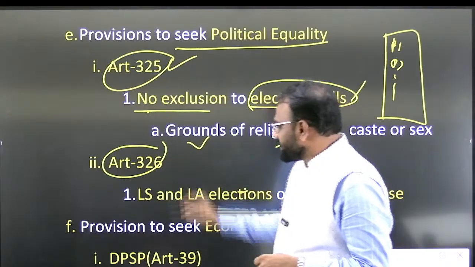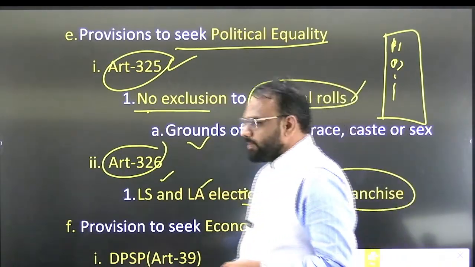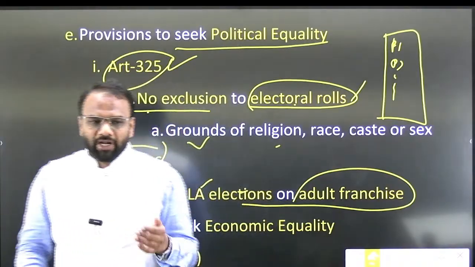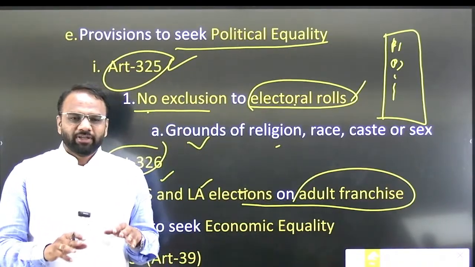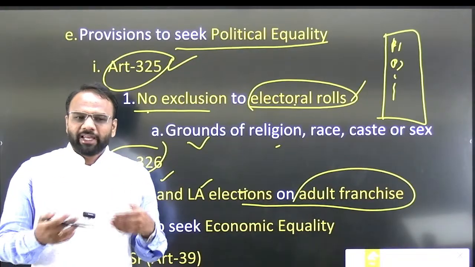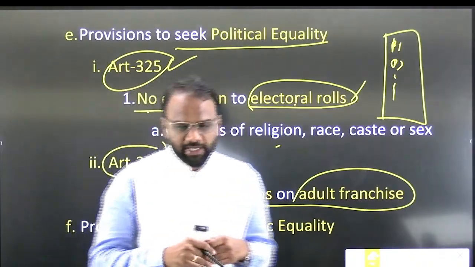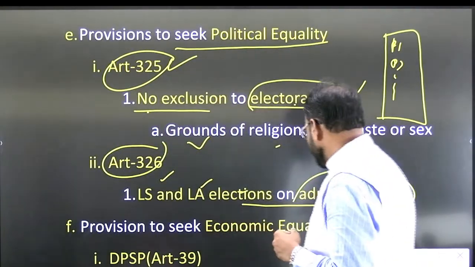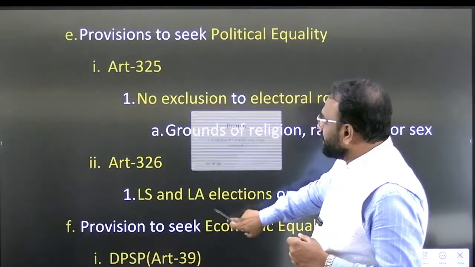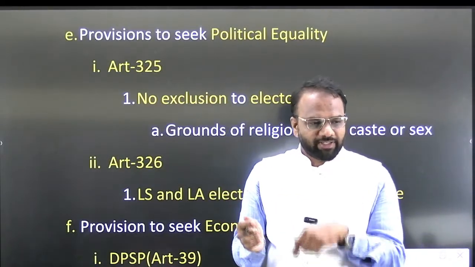Article 326 says Lok Sabha and Legislative Assembly elections are based on adult franchise. So whether it is a Lok Sabha election or an MLA election, it will be based on universal adult franchise. Those above 18 years of age can vote irrespective of their caste, religion, or gender. Just retain these two pieces of information. So political equality, which articles? 325 and 326.